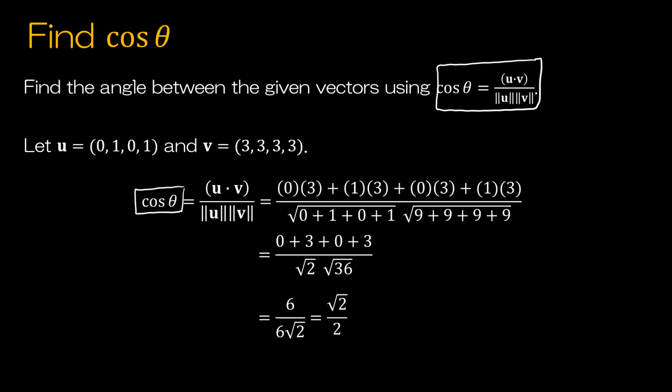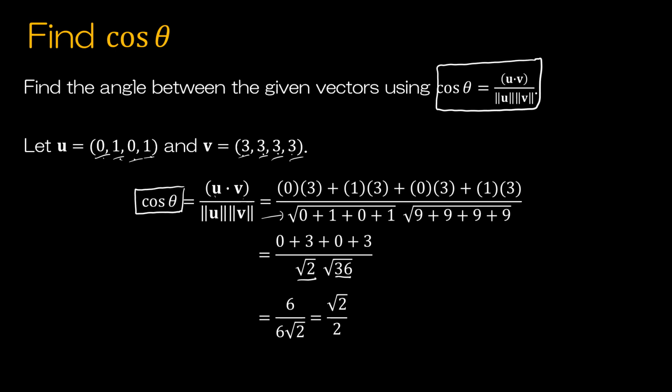So I had to do u dot v. So 0 times 3 plus 1 times 3 plus 0 times 3 plus 1 times 3, which turns into 6. And then in the denominator, I have the square root of 0 squared plus 1 squared plus 0 squared plus 1 squared, and then times 3 squared plus 3 squared plus 3 squared plus 3 squared. So the first value turns into 2, the second value into radical 36.